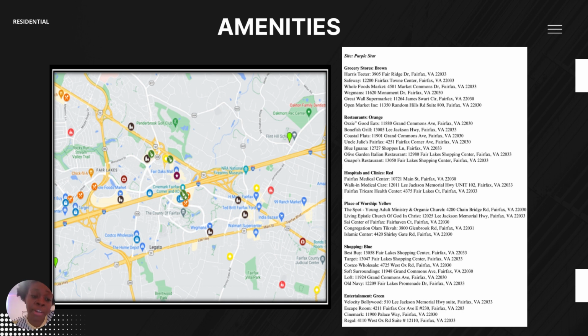And then I marked out the entertainment. Here it was hard to find any other entertainment sites outside of our site. The ones I could find, two of them were in Fairfax Corner, which are the Escape Center and Cinemark. And then I found a couple of Bollywood sites, which are some of the cultural sites for entertainment.